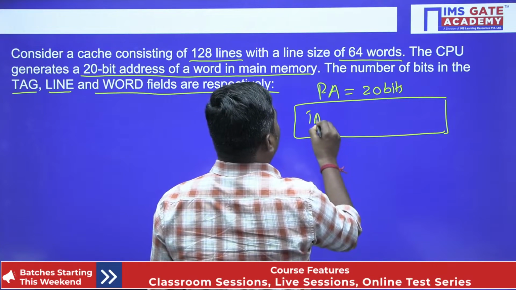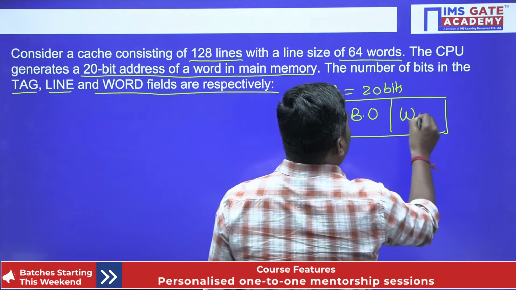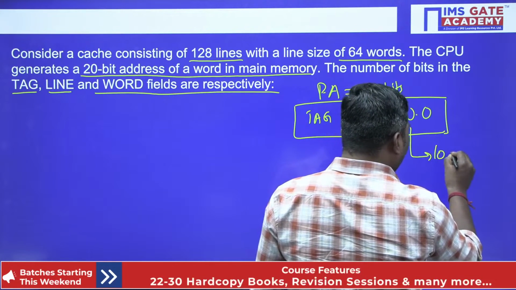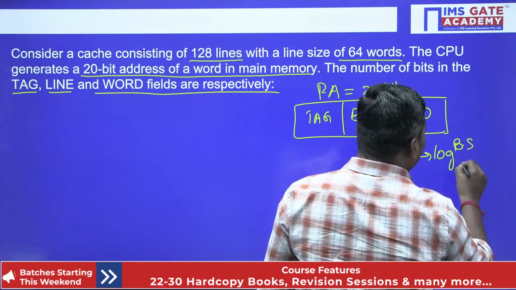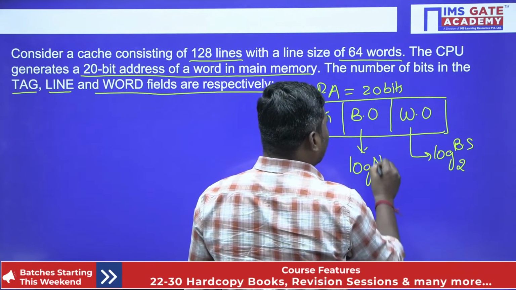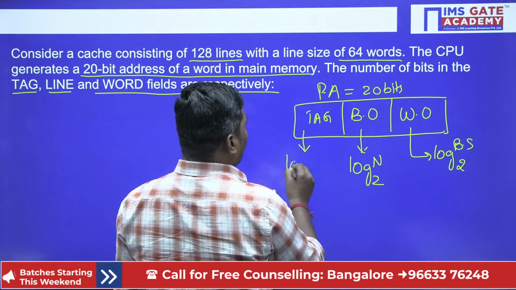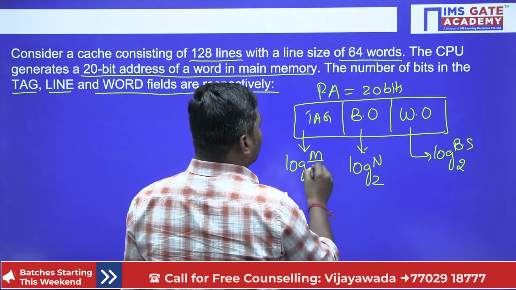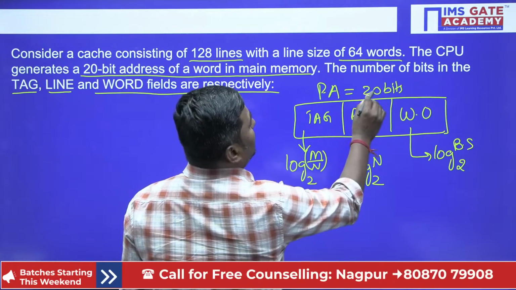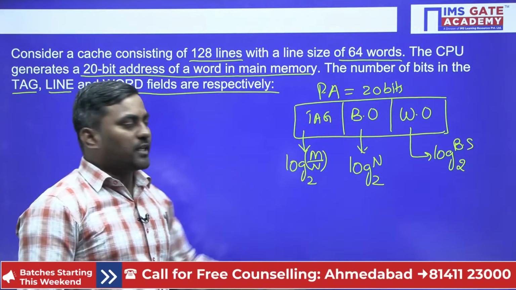So the tag portion will be there, followed by the block offset portion and the word offset portion. The word offset depends on the block size, and the block offset depends on the number of blocks in cache memory. The tag depends on log of main memory blocks divided by cache memory blocks, base 2. Or you can also get it by removing these two components from the physical address. This is the way we can get it.